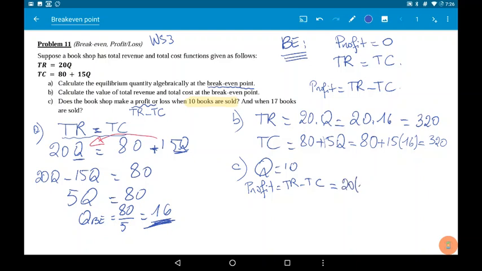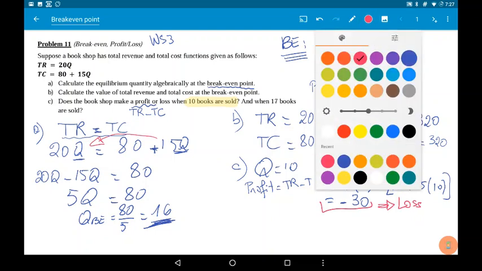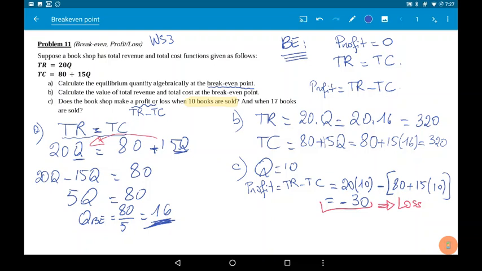TR is 20 times 10 minus, watch out, you need to set the brackets here, minus (80 plus 15 times 10). So this is 200 minus 230, the final answer is minus 30. Obviously, the negative profit means we have a loss.